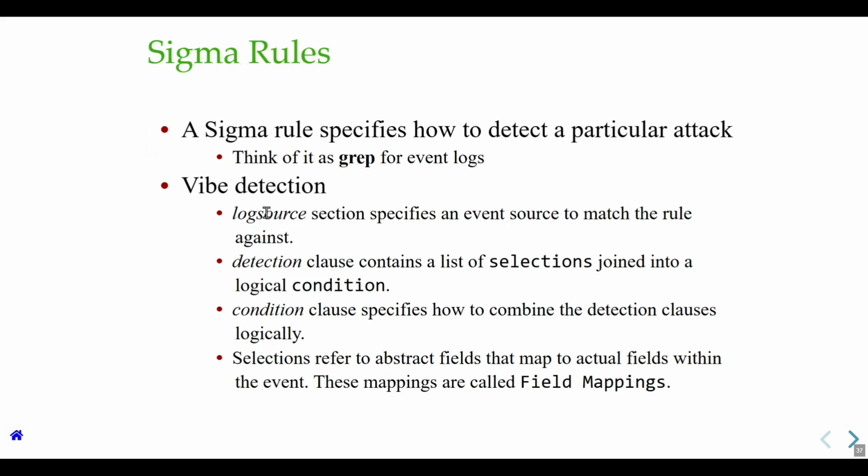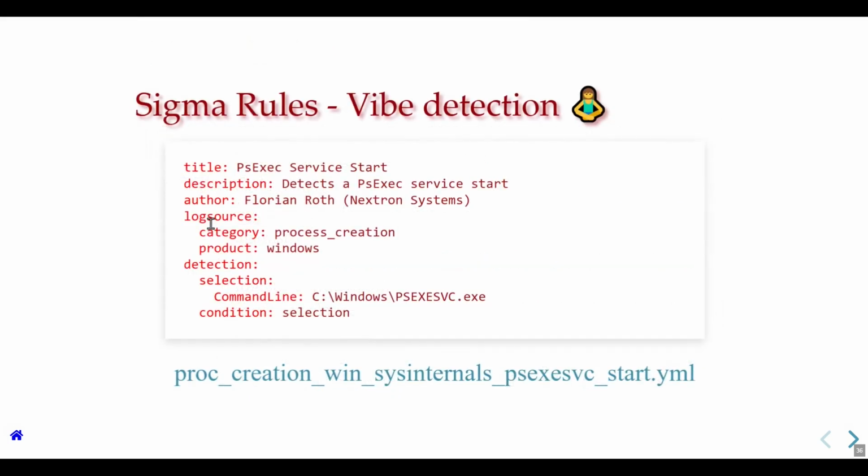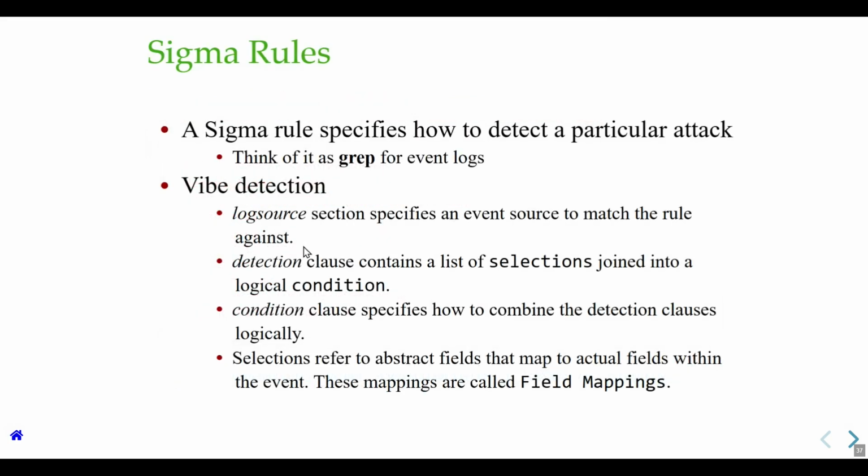So we have a log source section, and as you can see in this example, the log source has a category and a product, but it doesn't really tell you which log file that's coming from or where it's coming from. It just says it's process creation. That's the vibe of it. We're just getting some process creation events. Awesome. And then we have a detection clause, which contains selections and then a condition that combines them.